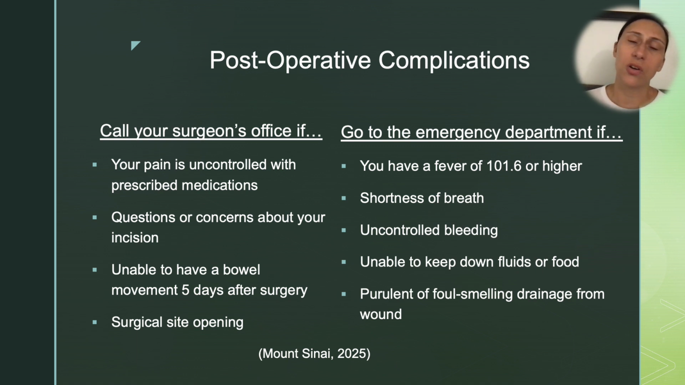We need our patients to go to the emergency room if they're having a fever of 101.6 or higher, shortness of breath or trouble breathing, if they're having any uncontrolled bleeding, if the patient is unable to keep down any foods or fluids, or if they have any purulent or foul-smelling drainage from their wounds.